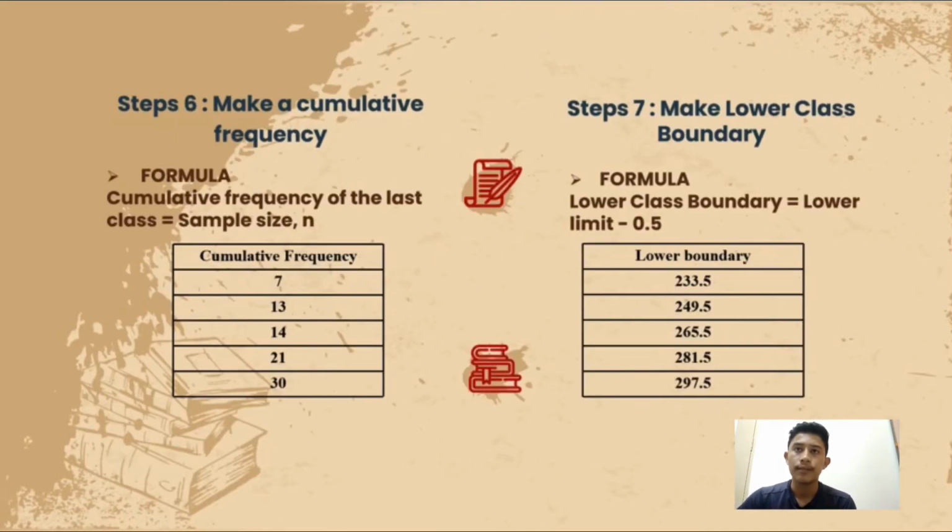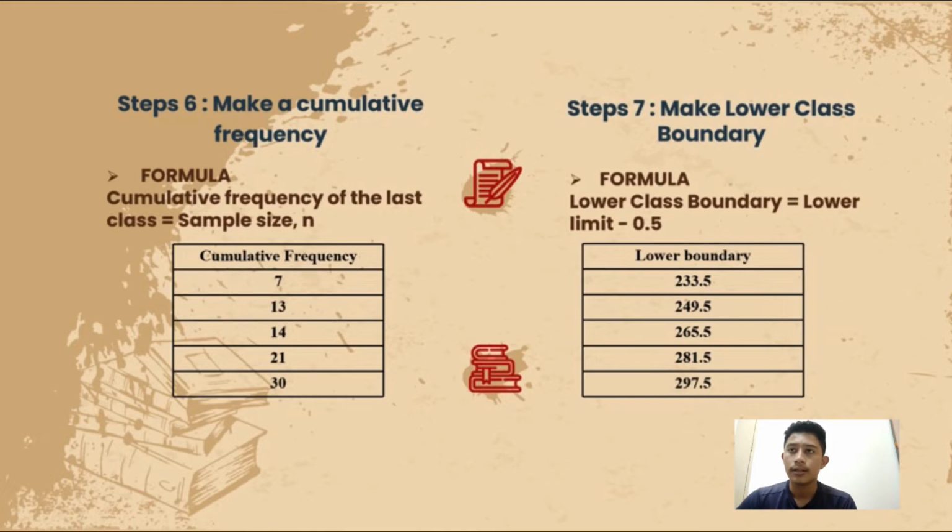Step 6: make a cumulative frequency. Formula: the cumulative frequency of the last class equals sample size n. The cumulative frequency is 7, 13, 14, 21 and 30.